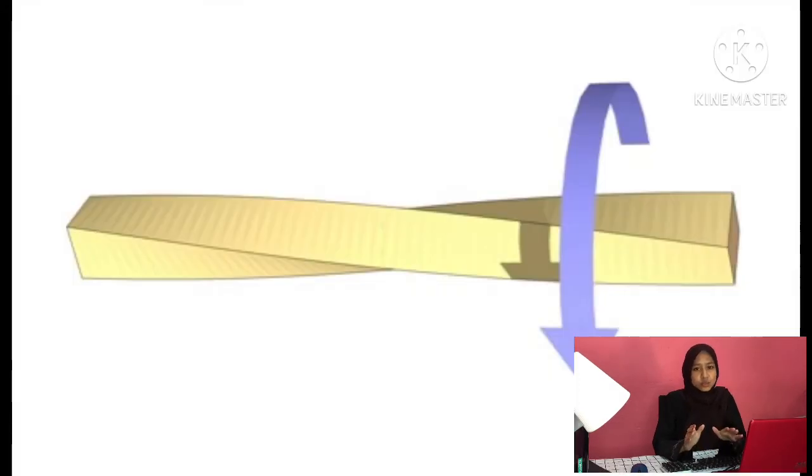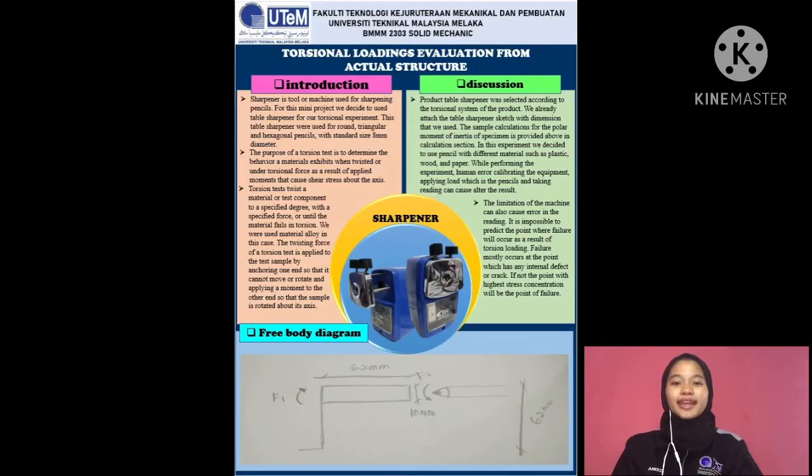A torsion test twists a material or test component to a specific degree with a specific force, or until the material fails. The twisting force of a torsion test is applied to the test sample by securing one end so that it cannot move or rotate, and applying a moment to the other end so that the sample is rotated about the axis.